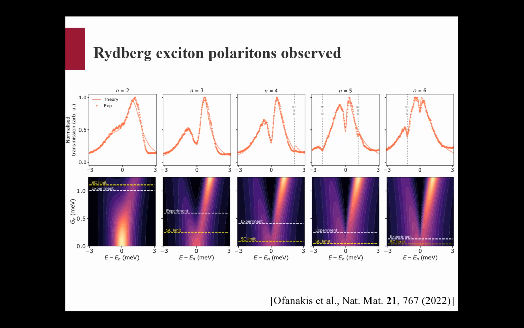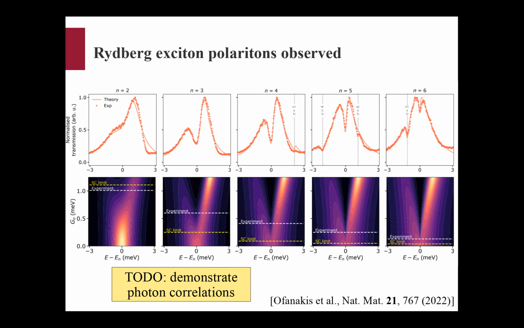Actually, for n equals 2, there's something special happening, so we don't see the strong coupling limit here. And at higher n, we also don't see it, as the decay is too large. But for a couple of values, we see very nice polaritons emerging. And so this, I think, is a nice prospect for the field, that we can couple strongly to light.